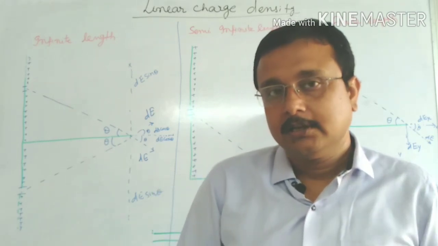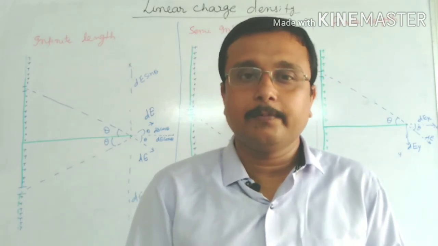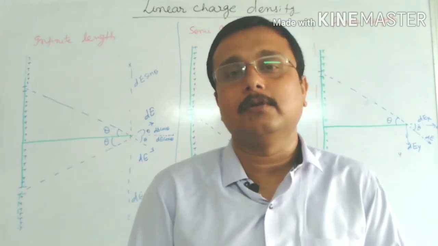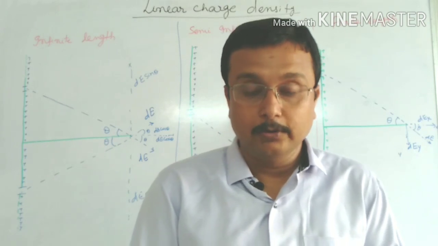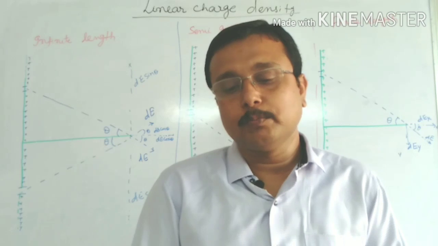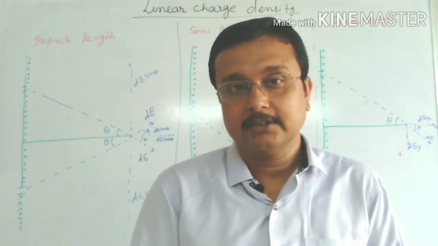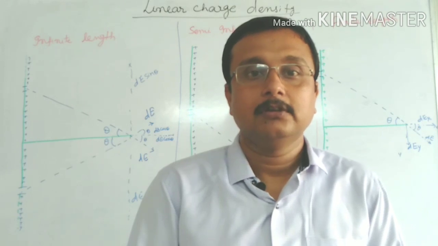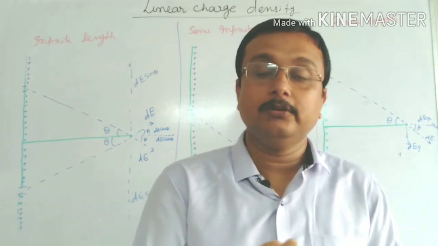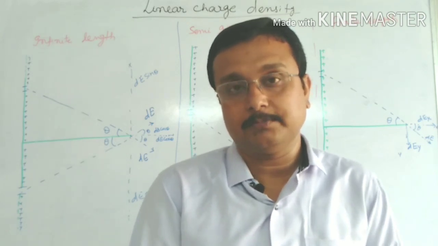So friends, for calculating the electric field, first we have to calculate the Coulomb's force, and we know that Coulomb's force is applicable for two point charges only. But in this case we have the charge distributed uniformly over a line. So how should we apply the concept?